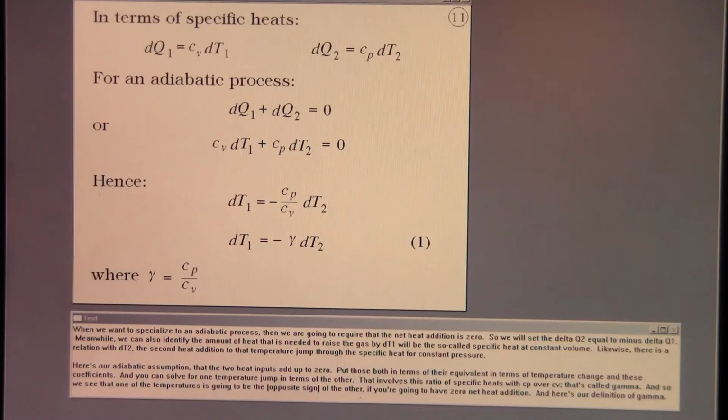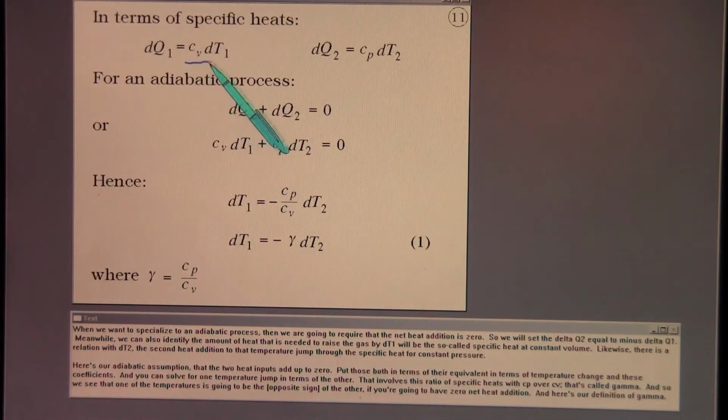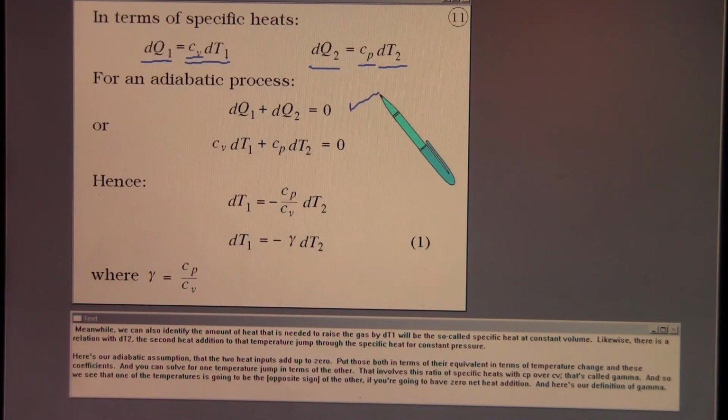Meanwhile, we can also identify the amount of heat that's needed to raise the gas by dT1 would be the so-called specific heat at constant volume. Likewise, there's a relation with dQ2, the second heat addition to that temperature jump through the specific heat for constant pressure. Here's our adiabatic assumption that the two heat inputs add up to 0.